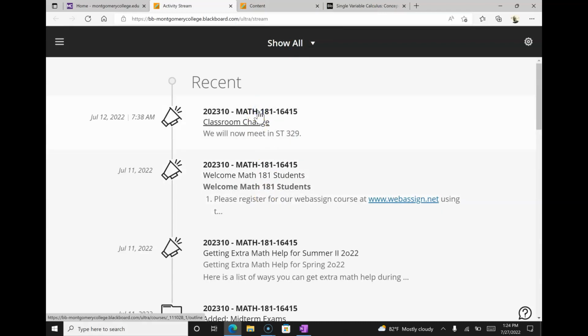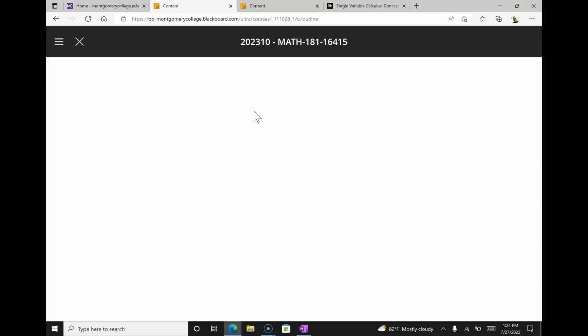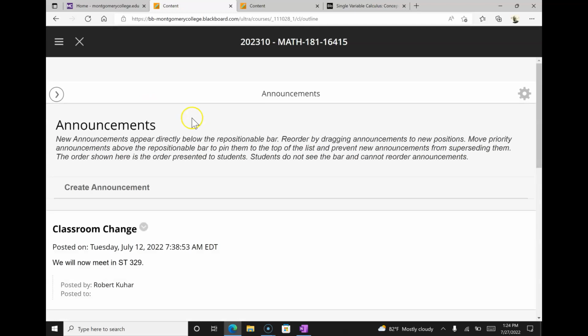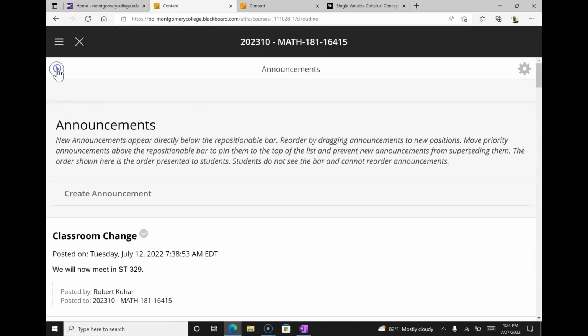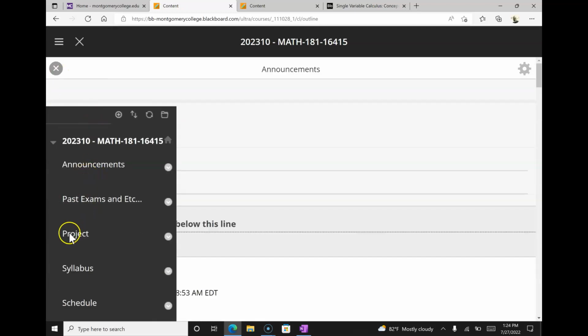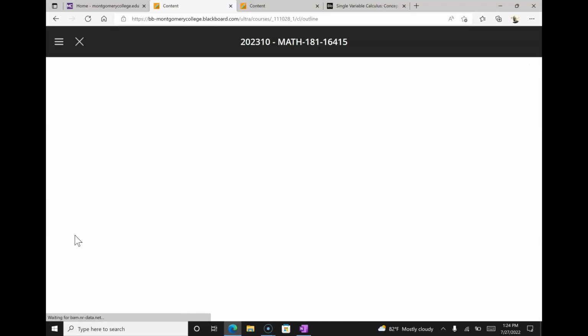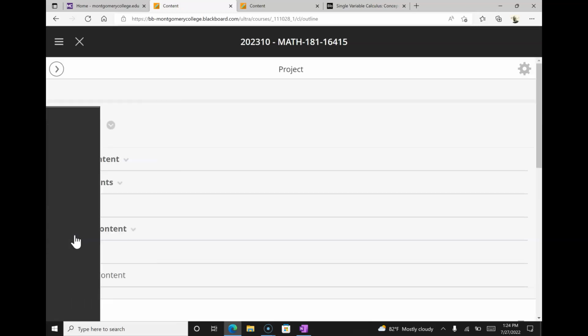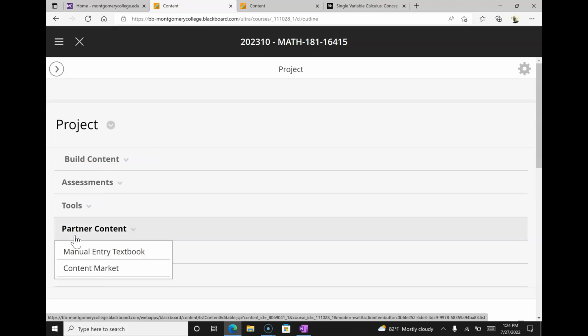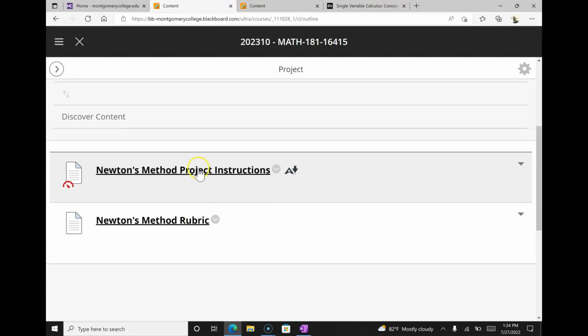Okay, so in our Blackboard page, on that sidebar, it's the project folder. There's two files in there, and the printer's working again. If you wanted to print one out today, you could. You don't have to. There's the instructions and the rubric.